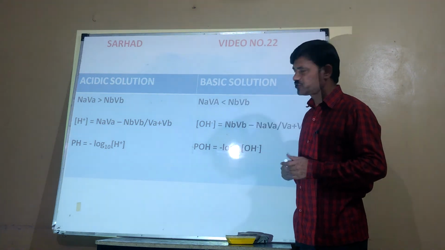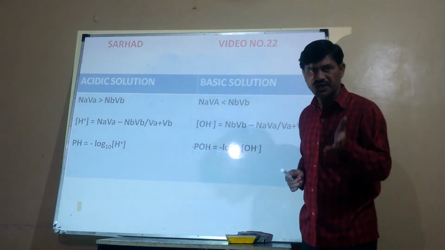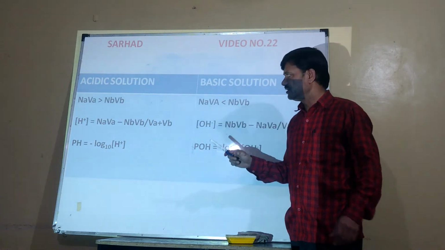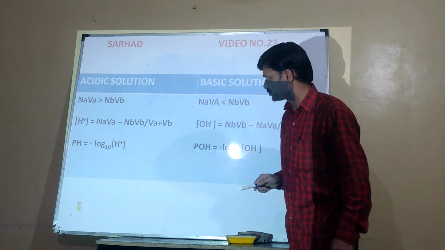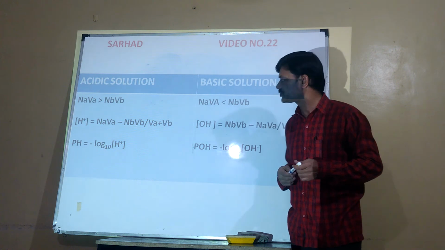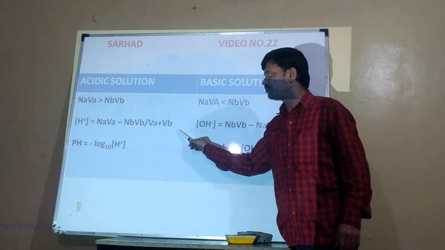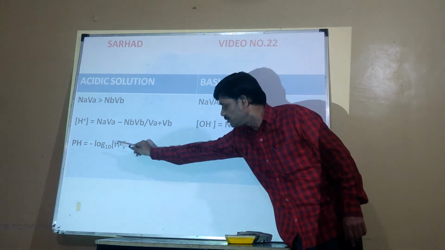So next factor, how to indicate acidic and basic solution. Keep in mind the first one: when the NaVa product is greater than NbVb, where a indicates acid and b indicates base, then ultimately the solution will be acidic. And for an acidic solution, what are you getting here? H plus concentration. How to calculate H plus concentration? NaVa minus NbVb upon Va plus Vb. And that H plus concentration is utilized to calculate which value?